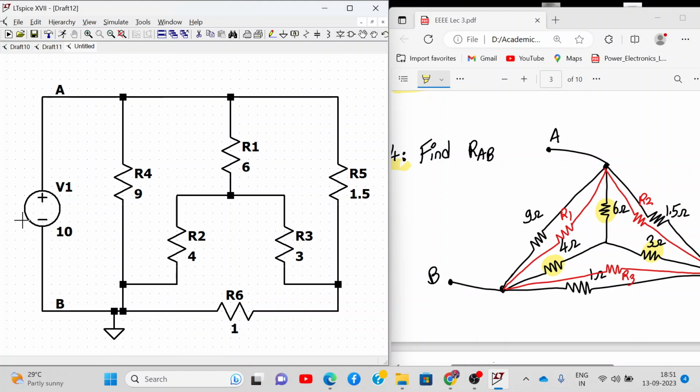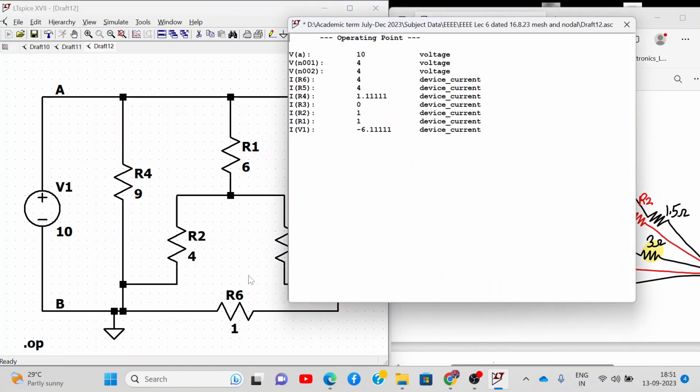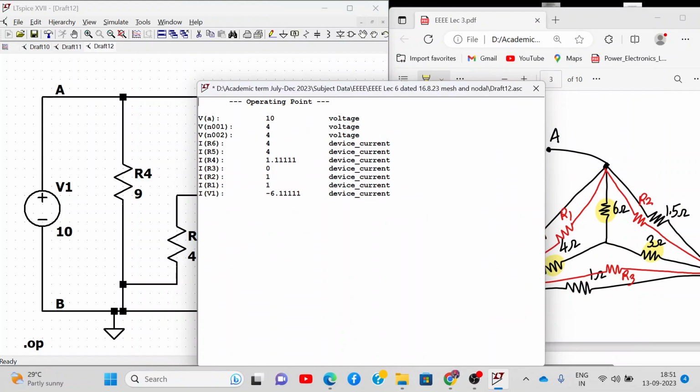Remember, in LTspice, the current flowing out of the voltage source, that is from negative to positive, will be considered as negative. Current flowing into the voltage source is considered as positive. I hope it is clear. So even if you get a negative current, don't worry, it's because of LTspice. I'll go to simulate, click on run, then go to DC operating point, then click on OK. All right, I am getting the value.